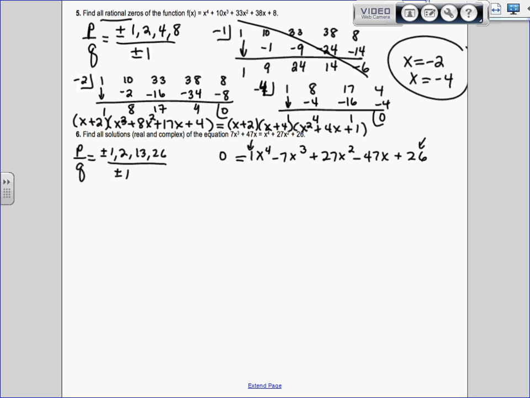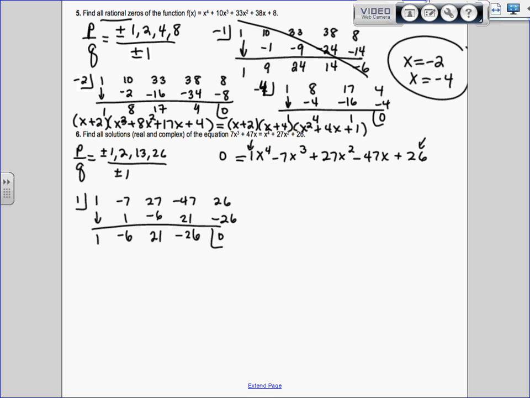So let's say I try 1 first. I have 1x to the fourth minus 7x cubed plus 27x squared minus 47 plus 26. I make sure I didn't miss any terms: x to the fourth, cubed, squared, x to the first, none. Drop the 1. 1 times 1 is 1, add straight down, negative 6, add straight down, 21, add straight down, and we're very lucky it worked. Yay.